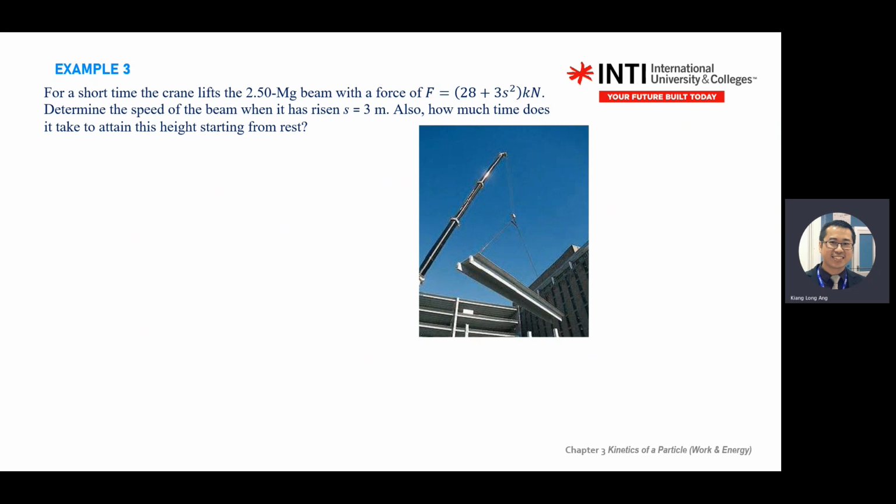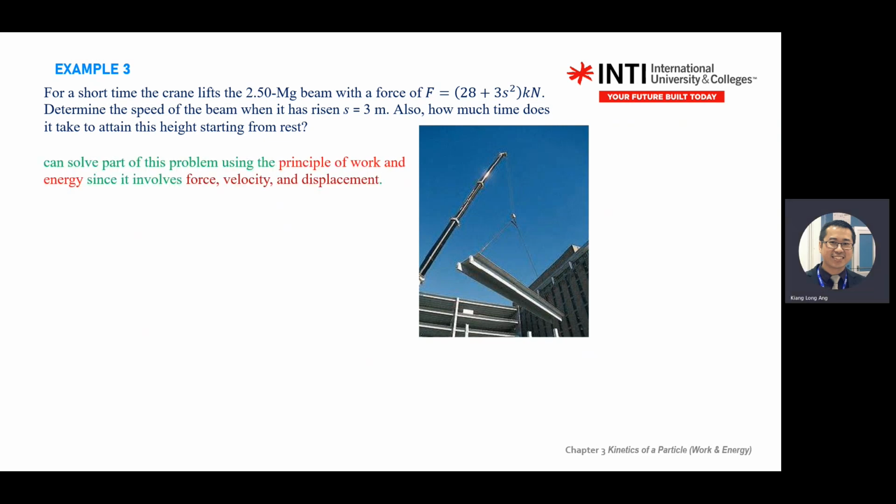So you will see megagram in your test and also the final exam, so don't straight away use this value. Change to kilogram. Determine the speed of the beam when it has risen 3 meters from the floor. Also, how much time does it take to attain the height starting from rest? You know your initial velocity. First, draw a free body diagram because you want to find the force that you have.